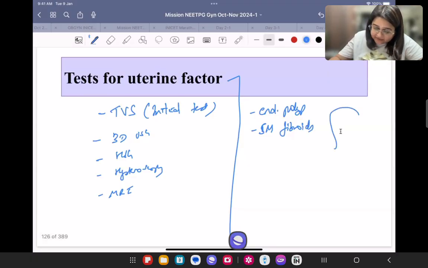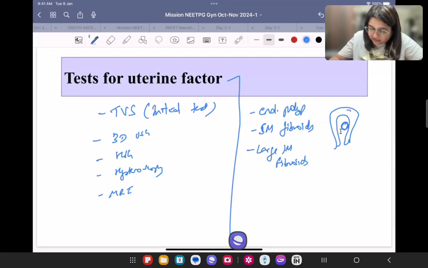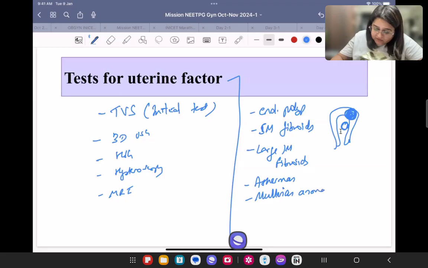Okay, that means fibroids that are inside the cavity. These are submucosal fibroids, okay? Or large intramural fibroids. Large intramural fibroids means fibroids in the endometrium. And when I say large, I mean those fibroids that are distorting the cavity. Then there could be Asherman syndrome. It could be a Mullerian anomaly. Okay, these are all causes of uterine factor infertility.